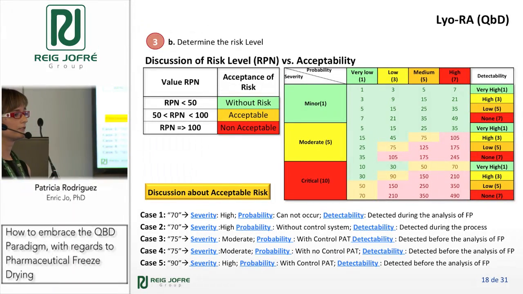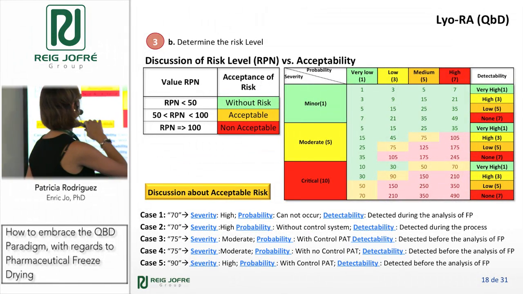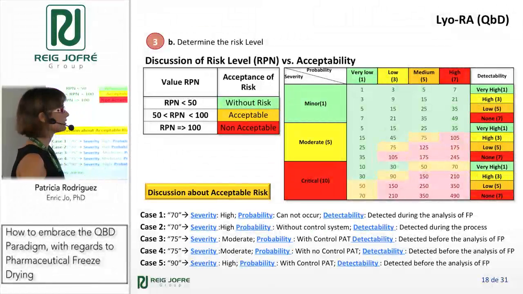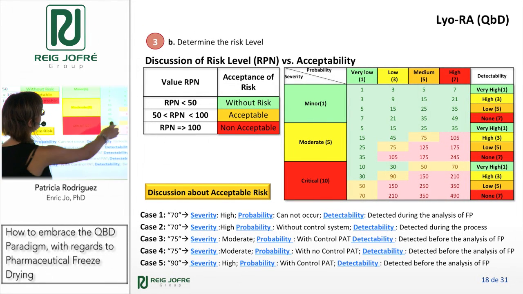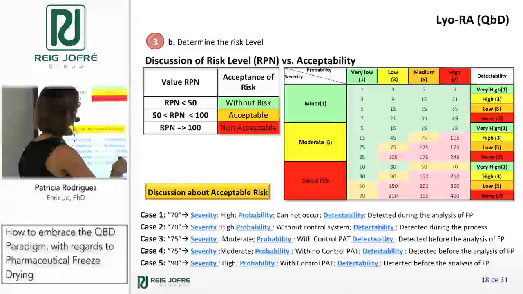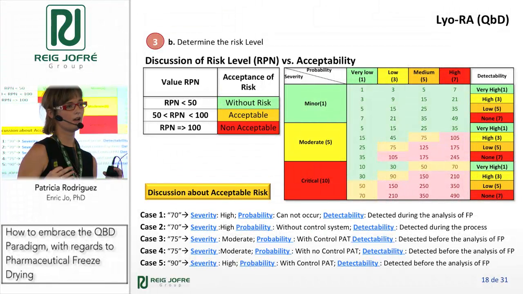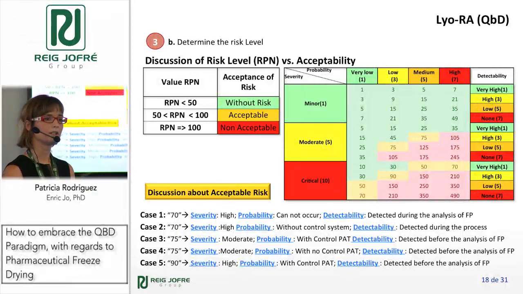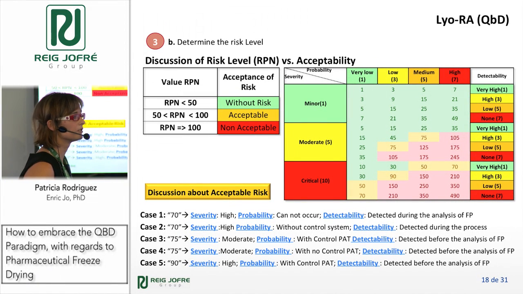So here we have the risk priority number, where we have three different zones. The green zone we consider as no risk. We have the orange zone as an acceptable risk, and the last one, the red zone, as non-acceptable risk. Let's see, for instance, what happens with this number 75. So we have severity moderate, so maybe it could impact the patient, but it could be reversible. And in the case of probability, it is low. So that means that during the cycle we have a control system that controls the process, based on PAT. So that means that at the end of the process we could get all the results and match them with my reference in order to know, before doing the analysis, if my results are OK.